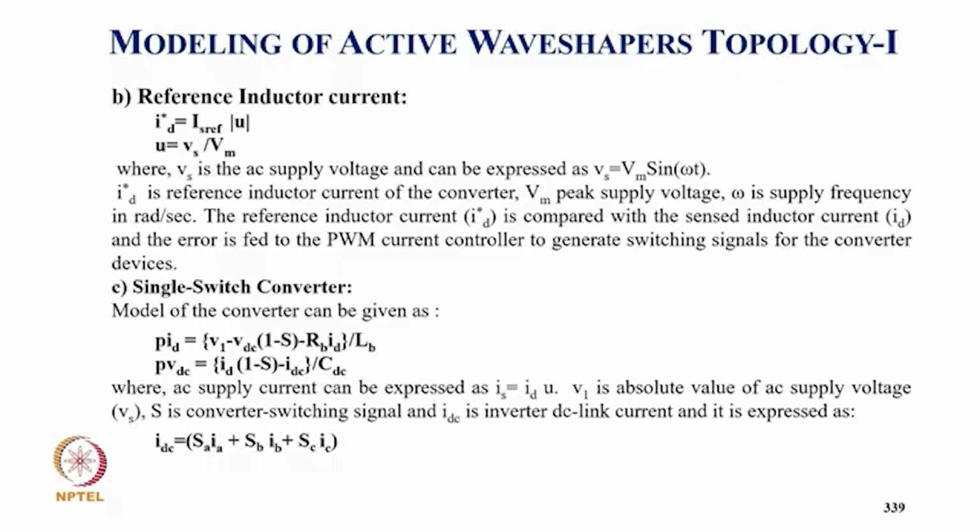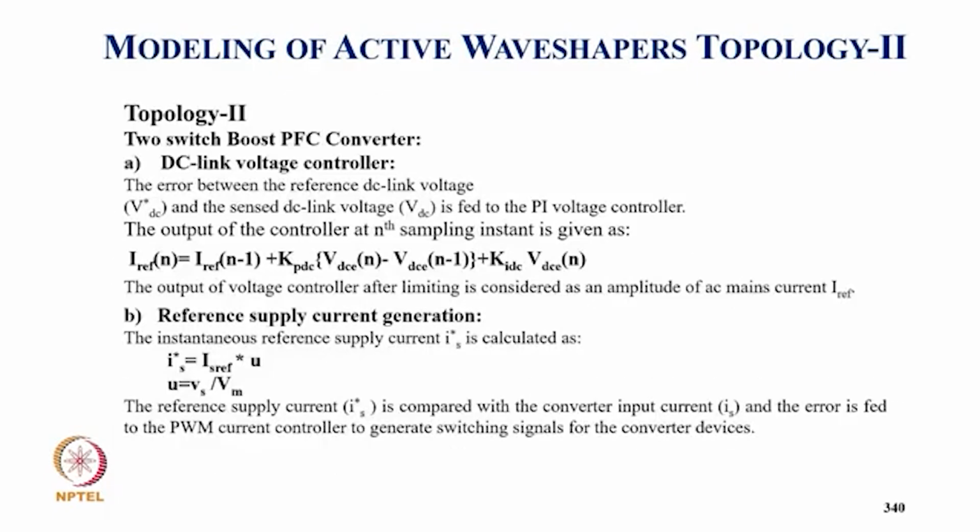Now coming to the single switch converter. The model of the converter is d(id)/dt equal to (V1 minus V_DC into (1 minus S) minus Rb Id) divided by Lb, and d(V_DC)/dt equal to (Id (1 minus S) minus I_DC) by C_DC, where the AC supply current can be expressed as Is equal to Id into u, V1 is the absolute value of the supply voltage Vs, and S is the converter switching signal. I_DC is the inverter DC link current, and it is expressed as I_DC equal to (Sa Ia plus Sb Ib plus Sc Ic).